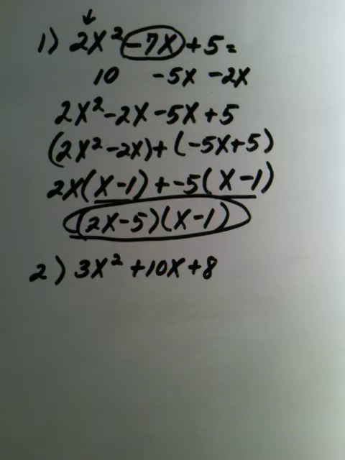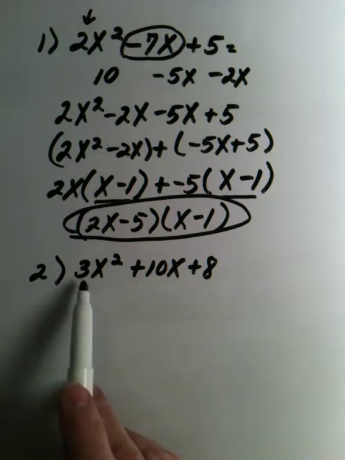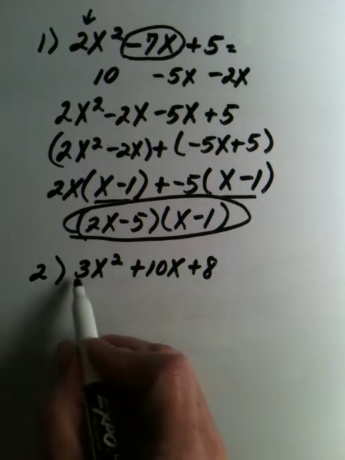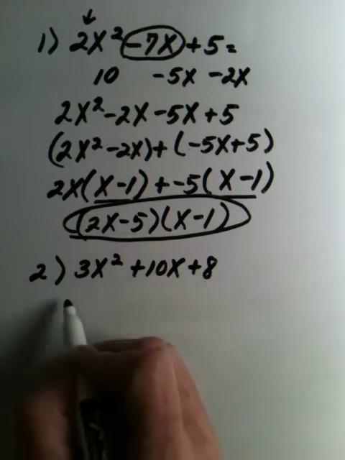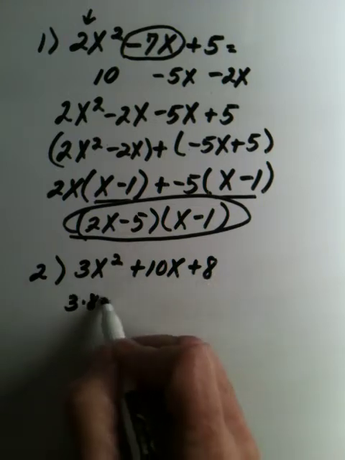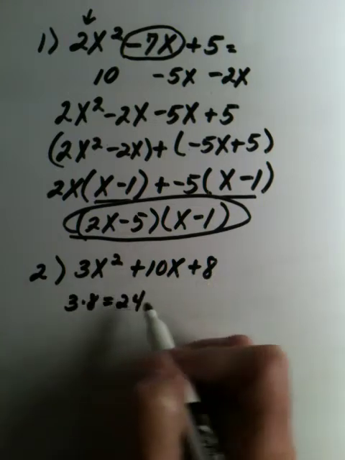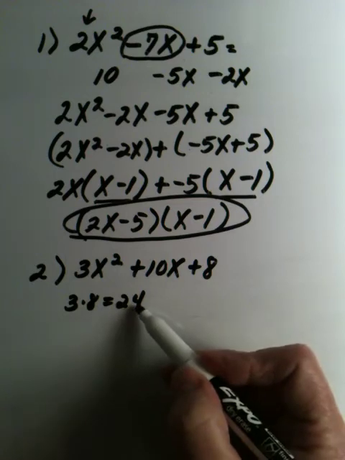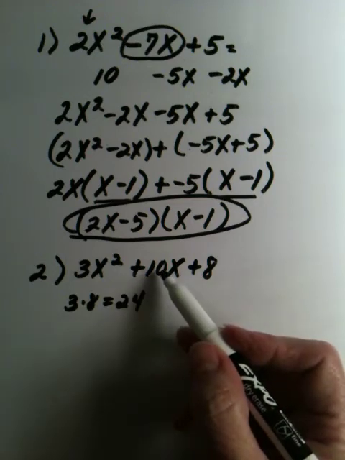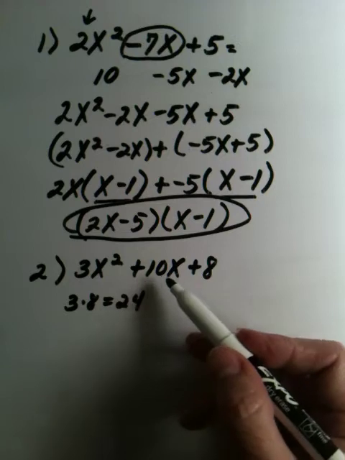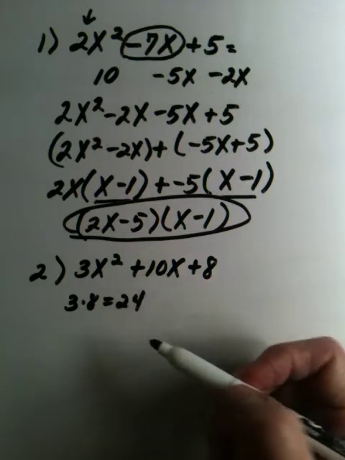In the second problem, we're going to go through the same steps because we have a coefficient out in front of our trinomial, a 3. We're going to multiply 3 times 8, which is 24. We're looking for the factors of 24 that will add up to be 10, and everything's positive, so our factors are going to be positive.